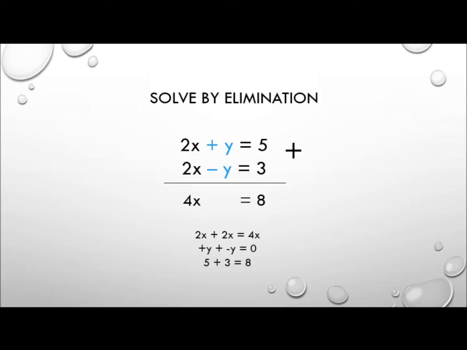So in this case, 2x plus 2x is 4x, positive y plus negative y is 0, so it disappears. 5 plus 3 is 8, so when we add 2x plus y equals 5 to 2x minus y equals 3, we're left with the equation 4x equals 8. Dividing both sides of the equation by 4, x equals 8 divided by 4. Well, if x is 8 divided by 4, then x is 2.